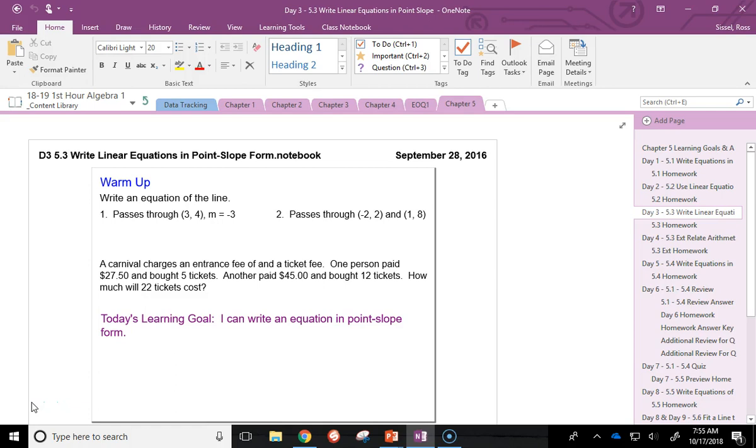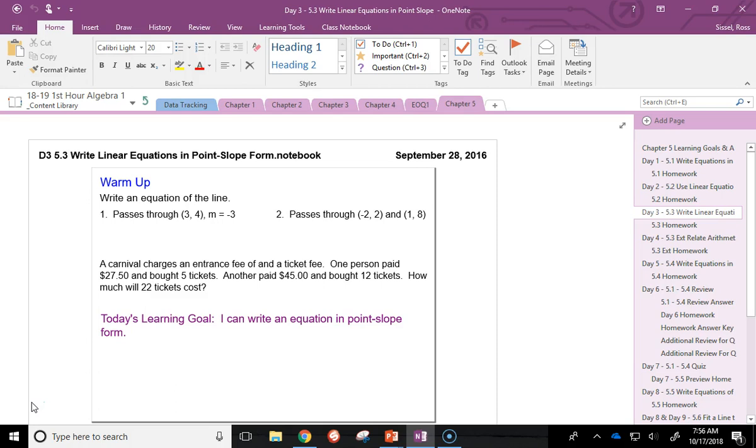The reason this is good to know is once we have it, we can go and write it into slope intercept form, the one that we've been doing, y equals mx plus b. But what this is really helpful for is when we are trying to solve story problems. It kind of helps us make sense of how to write them. So just know that part.